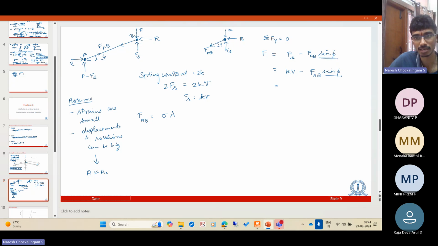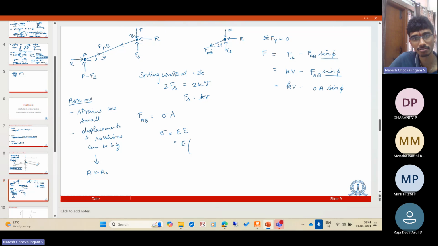I don't know how I missed it. It should be there. So it is KV minus sigma A sin phi. You can put an A naught here, it doesn't matter. And sigma, you can have the linear relationship. We are not considering material nonlinearity in the entire workshop, so we'll only look at geometric nonlinearity. So you can take it as E times epsilon, and epsilon is change in length by original length.